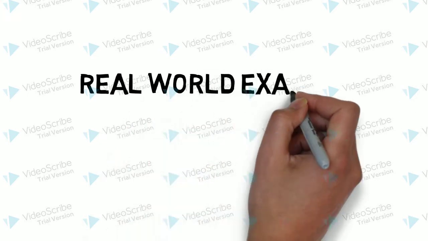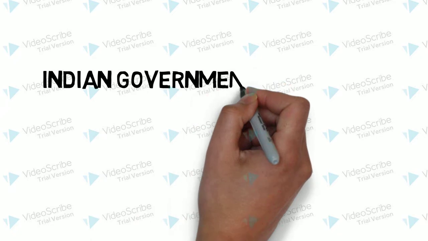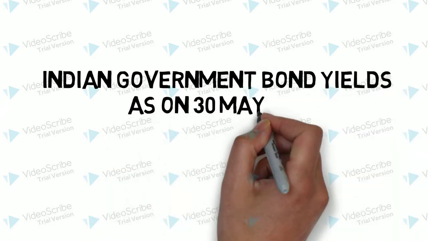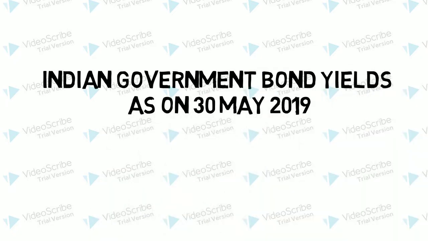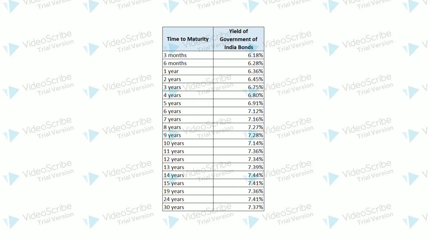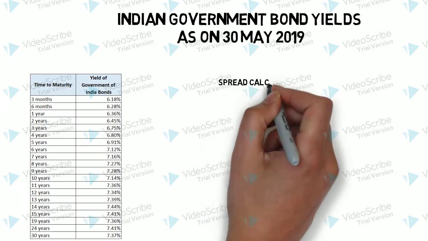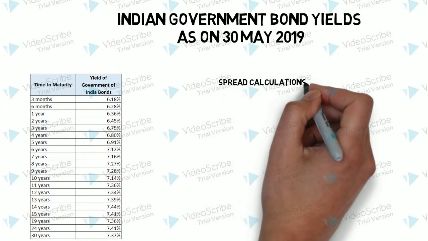Now let us look at some real-world examples. First, let us consider Government of India bonds with yields as on the 30th of May 2019. The first column indicates the time to maturity and the second column indicates the interest rates offered by those bonds. A simple visual analysis indicates the yields offered increase as the time to maturity increases. This can be mathematically checked using spread calculations.